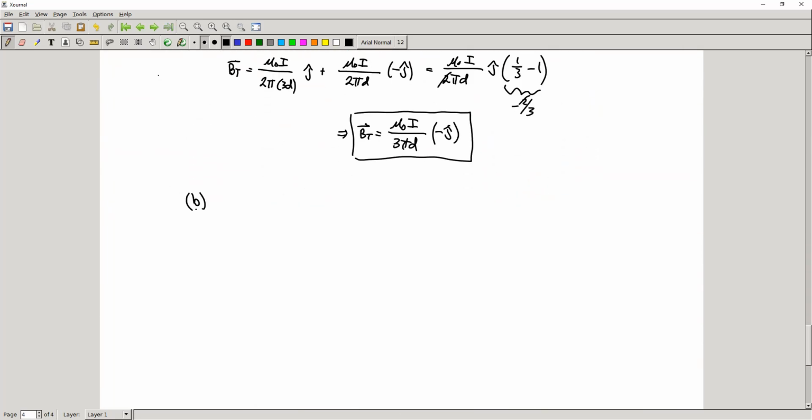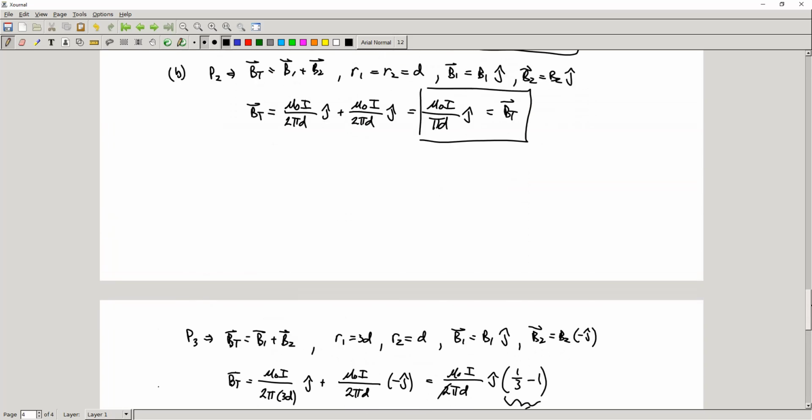This is part B. For part B, we're going to have R1 is going to be equal to d plus x, or I guess I'll write it like this: x plus d, and R2 is going to be equal to x minus d. Okay. And so what is the direction of our B going to be? Let's take a look at that. Our B1, we can write as B1 times some direction, and our B2, we can rewrite as B2 times some direction. What are those directions going to be?